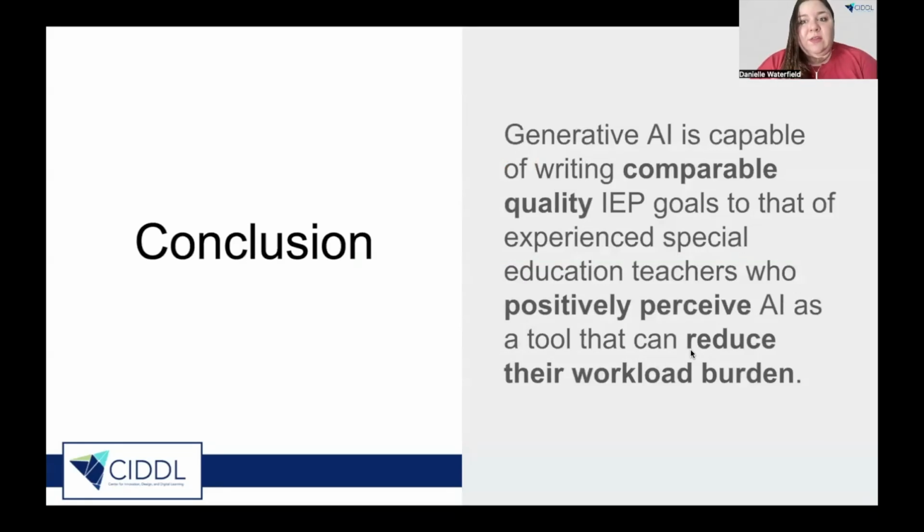Overall, in the study, we saw that generative AI is capable of writing comparable quality IEP goals for experienced special education teachers, and that they positively perceived generative AI as a tool that can help reduce their workload burden, at least specific to the IEP process.